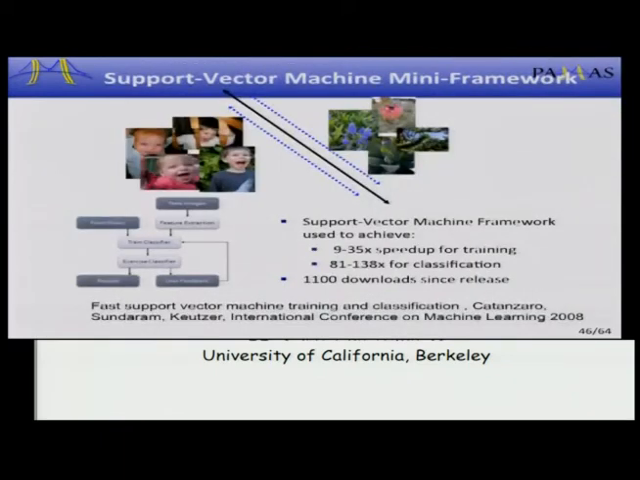Okay, so with that, we were able to build a simple support vector machine mini framework that's achieved a 9 to 35x speed up for training. So I've delved deeply into the software engineering aspect of this, in some sense how to get this right, but the whole point of doing this parallel computation is to make it go fast, right? And in fact, we have been able to achieve speed ups. We got a 9 to 35x speed up on training versus the out-of-the-box software, and a much bigger speed up, 81 to 138, for classification. We published that a few years back at the International Conference on Machine Learning, and we've had about 1,100 downloads or more since then of people using the software.